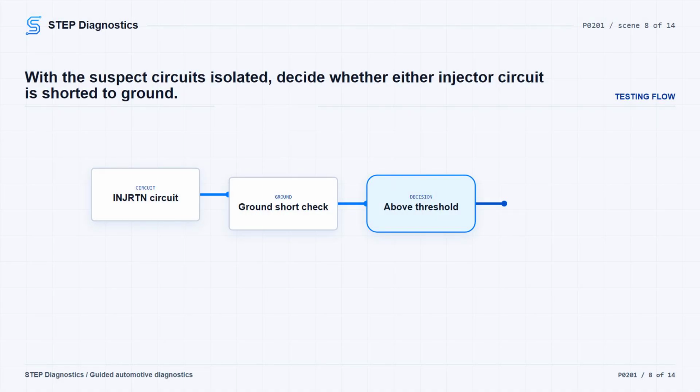With the suspect injector circuits still isolated, check the INJ and INJ-RTN circuits for a short to ground. Make sure the meter lead reference for this ground check is known before testing. If it is not clear, stop and verify the setup instead of assuming. Resistance must be greater than 10,000 ohms. If it is, continue to the short to voltage check. If it is not greater than 10,000 ohms, repair the short circuit, clear the PCM codes, and repeat the self-test.